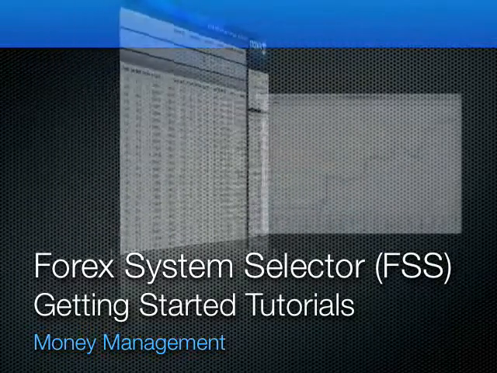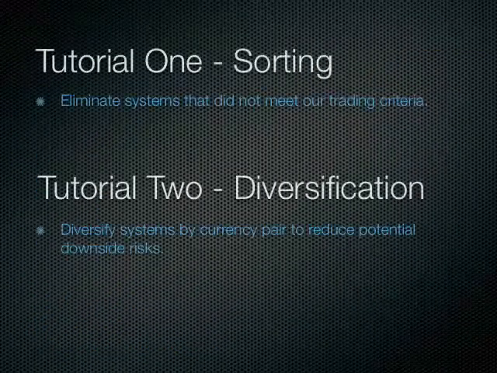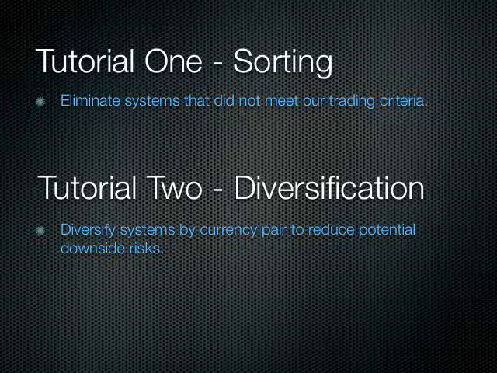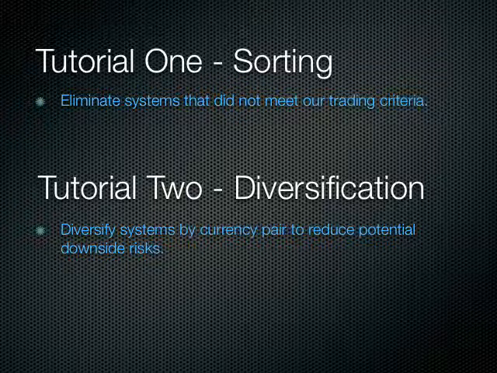Welcome to the third and final tutorial for the Forex System Selector. In the first tutorial, we discussed sorting systems by our personal trading criteria. We then followed up on that idea in our second tutorial with an explanation of how diversification, and more specifically, currency pair diversification, can be a good way to choose from your sorted systems and select the right mix for your portfolio. After selecting these systems, the final step is to decide on the money management settings which will determine the size of each trade generated by our portfolio.